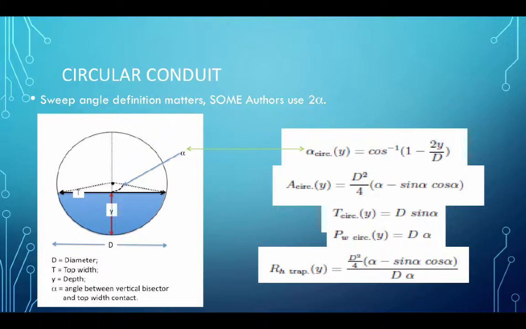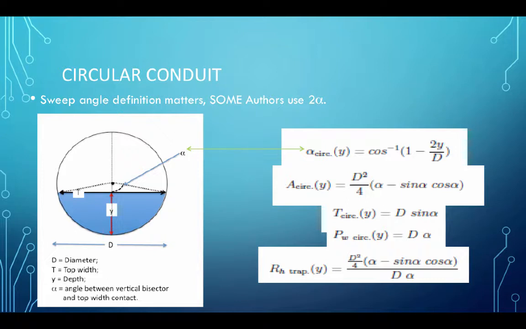Okay, so here is the result of the trigonometric analysis, and rather than go through the derivation, I'll just present the results. But any one of you in the class by this point in your engineering education career would have no trouble deriving these from the trigonometric relationships that you learned back in trigonometry. So alpha of the circle as a function of depth y is equal to the arc cosine of the quantity 1 minus 2y divided by diameter.